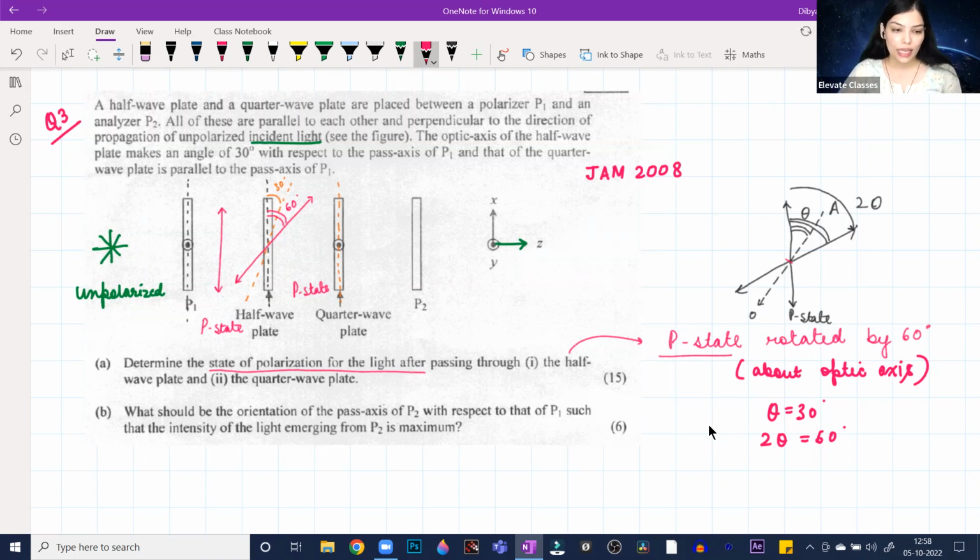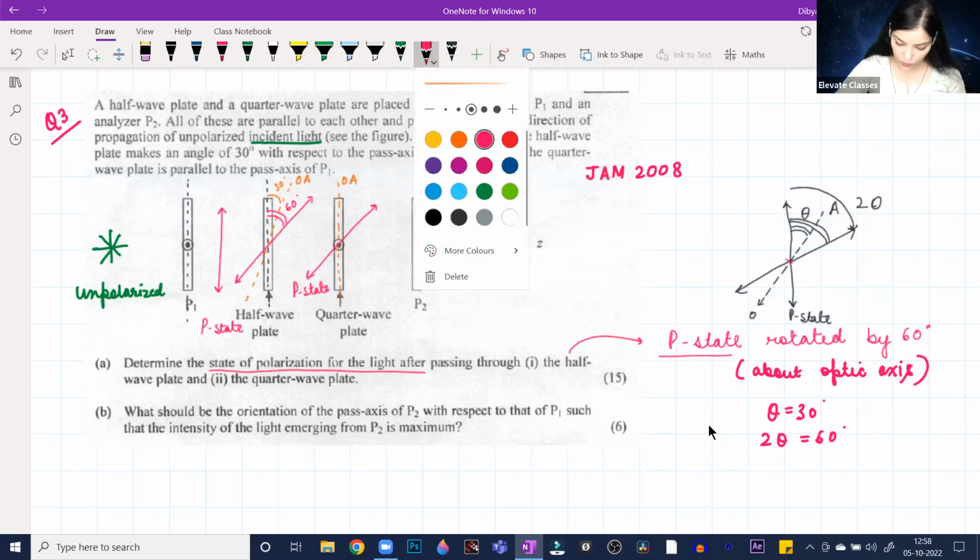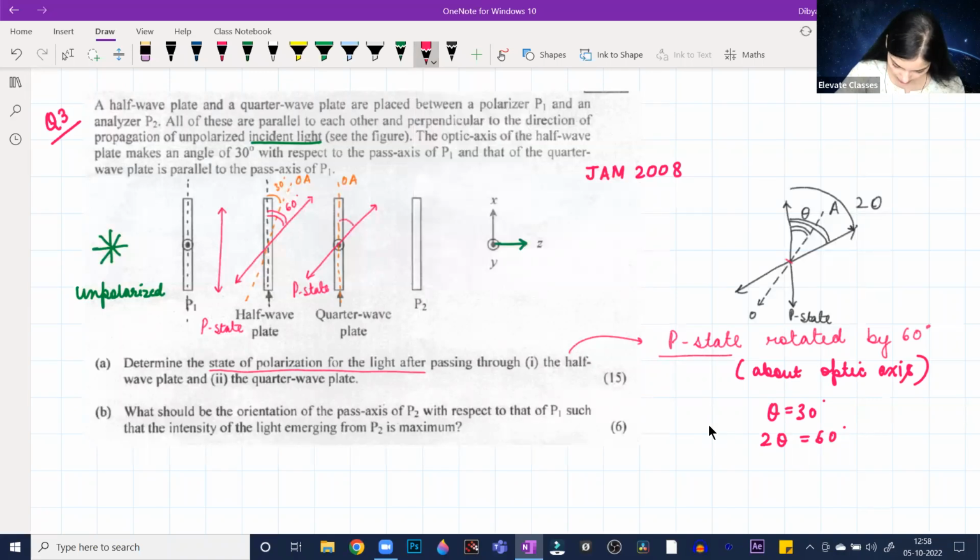Okay, up next is what will be the state of polarization after it passes through the quarter wave plate. तो quarter wave plate पे अब क्या fall हो रहा है, quarter wave plate पे अब this thing is falling. और quarter wave plate का pass axis क्या है, orange में मैंने draw किया है, the pass axis. This is the optic axis of half wave plate and this is the optic axis of quarter wave plate. Okay, so अब क्या हो रहा है, what is this theta? This theta is 60 degrees.